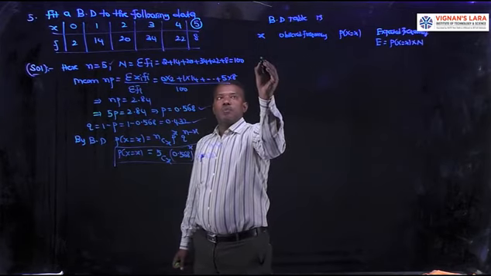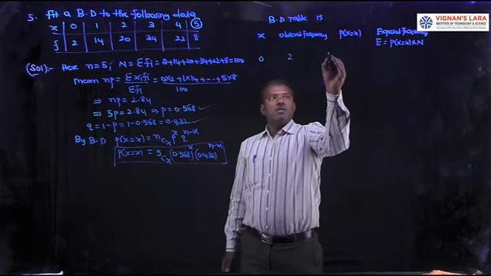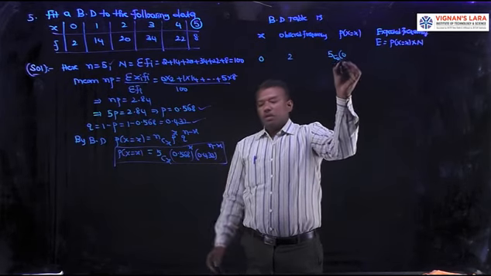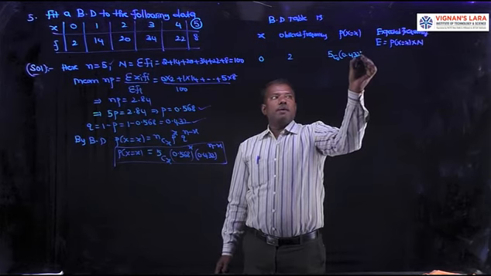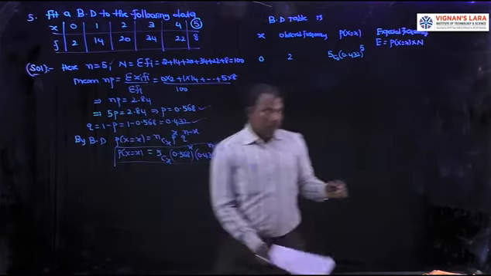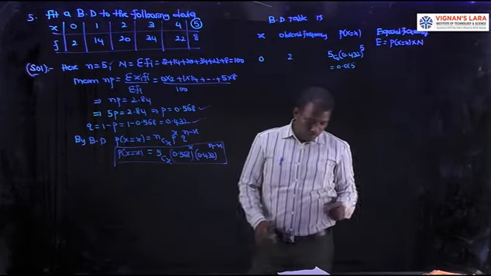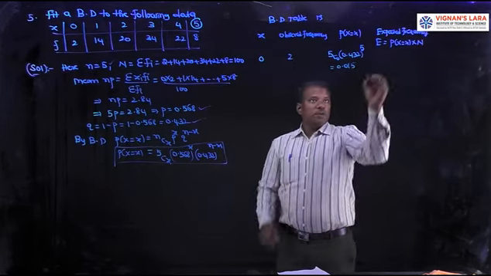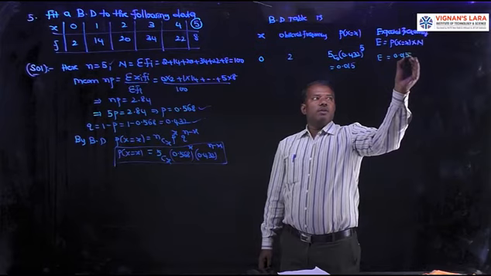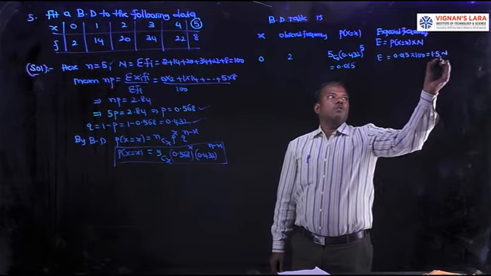First, x is 0, observed frequency is 2, and its probability is 5C0, 0.568 whole power 0 and 0.432 whole power 5. Its value is 0.015. Then its expected frequency E is equal to 0.015 into 100, that equals 1.5, approximately 2.